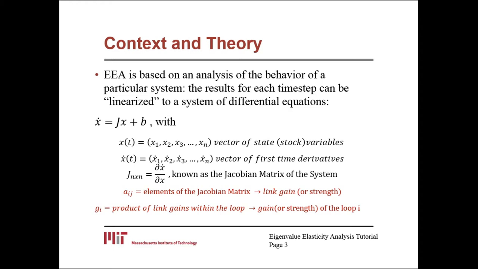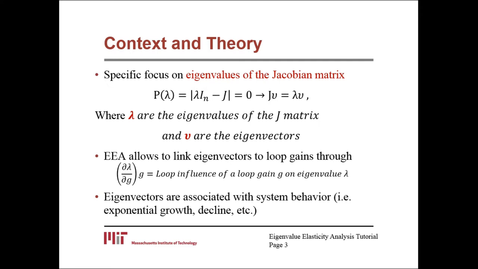And also it is important to define what are the loop gains that we can see in a system. So the loop gains will be defined as a product of the link gains within a particular loop. The specific focus will be on eigenvalues of the Jacobian matrix of the system. So if we take the determinant of the difference between the Jacobian matrix and the eigenvalues times the identity matrix of n dimension, because we have n state variables, we will get the eigenvalues of the Jacobian matrix.